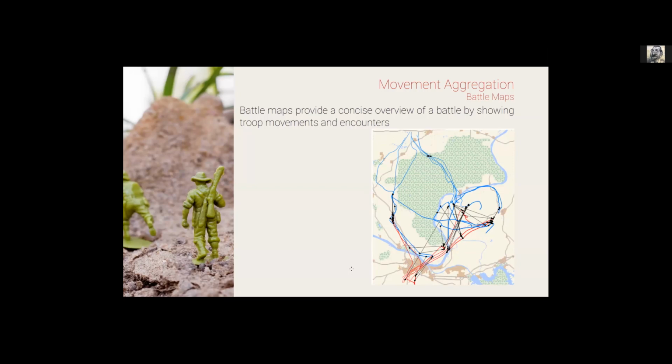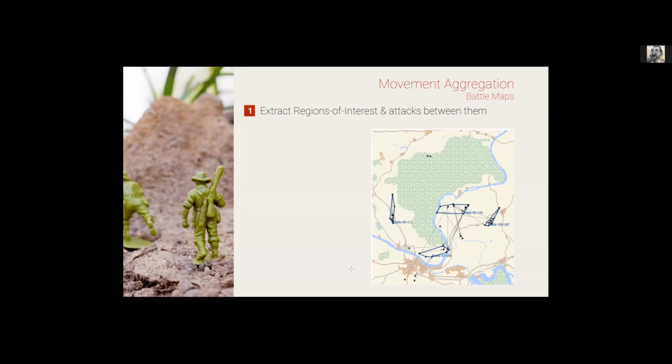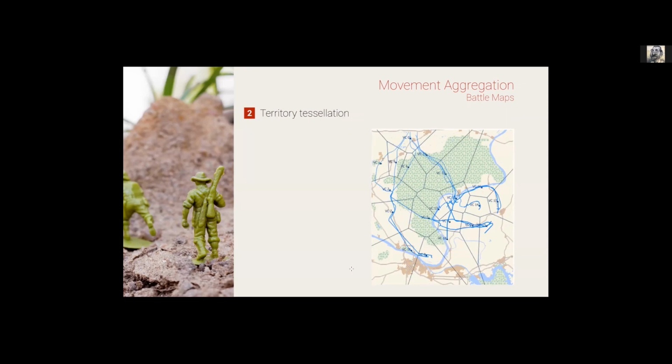So I can't go too much into detail, but briefly summarized, the algorithm first detects areas of intense fighting by clustering the locations basically. And then we calculate also long distance attacks between those regions. And in the next step, we basically aggregate the unit movements. And this is done by first subdividing the environment into small regions. And those regions are basically used to simplify the raw trajectories. And in that way, we can transform them into semantic trajectories.